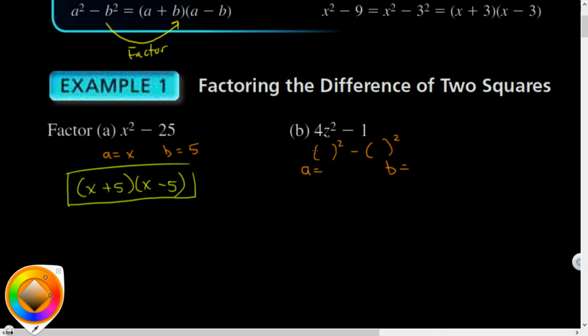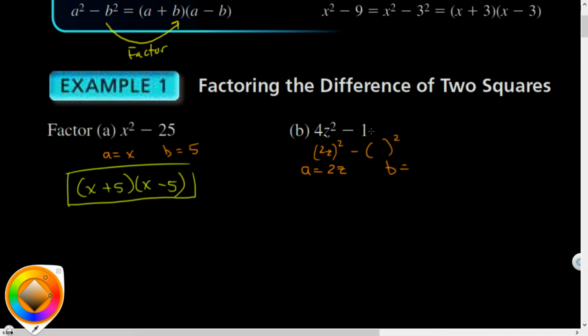What squared is 4? What are our thoughts? 2, right? And you don't have to write this middle step here. I'm just trying to use it for us to imagine. 2 squared is 4, so a is 2. And then what squared is z squared? Must have been z. Yeah, so a is equal to 2z.